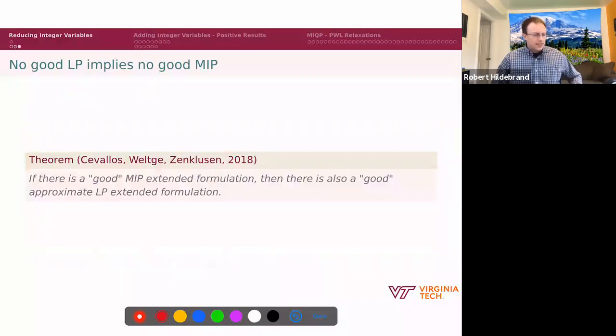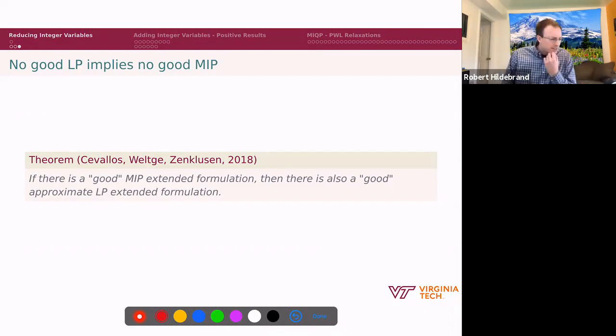Okay, so that being said, our friends at Zurich also came up with a negative result, which I'll summarize here. It basically says that whenever you have a good mixed integer programming extended formulation, then there's also a good LP extended formulation. So whenever you can do something with MIP, you can also do something with a nice LP in extended space. And this work uses some geometry about the feasible region, and then it uses some approximation results for hardness of approximating certain polyhedral sets.